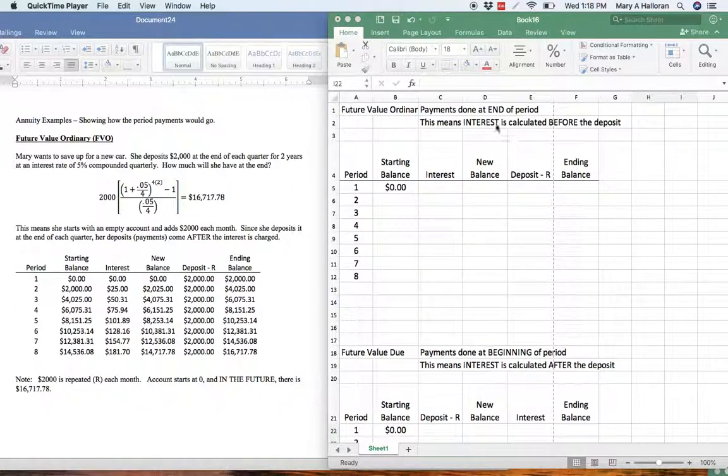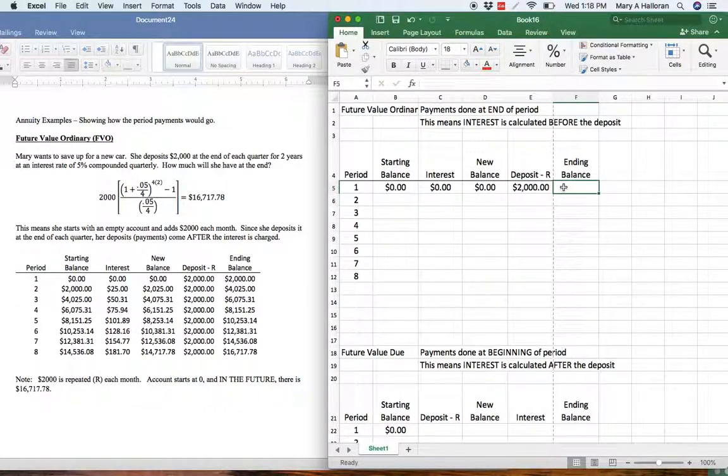Since our deposit is happening at the end of the period, we're going to calculate the interest before we make the deposit. So a whole period goes by, there's nothing in the account, so there's 0 interest calculated. And so if I start with 0 and I have 0 interest, I still have 0. And then I'm going to put $2,000 in.